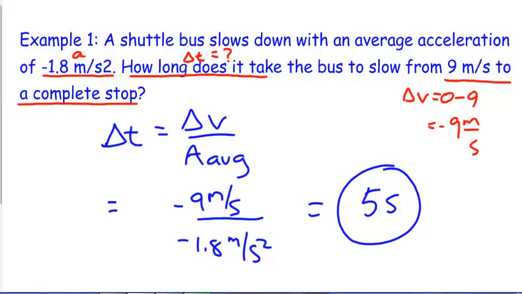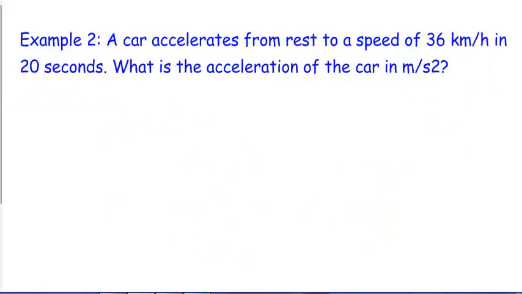Example 2. A car accelerates from rest to a speed of 36 kilometers per hour in 20 seconds. What is the acceleration of the car in meters per second squared? Again, I would pause here and go ahead and see if you can figure out the problem without my help first, and then you can come back and see me work it out.